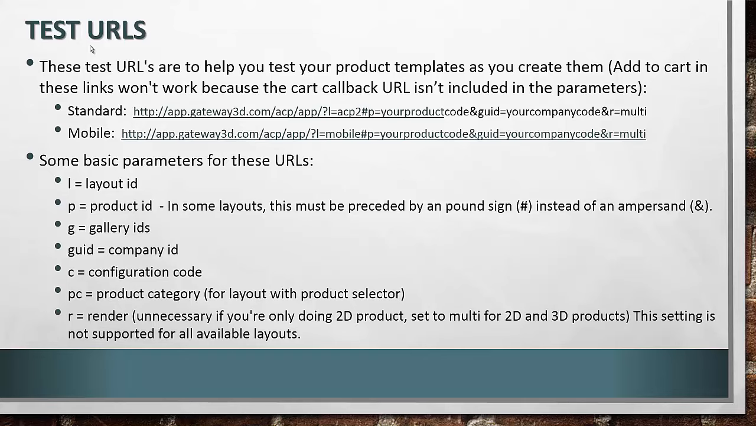And R is for render. This is unnecessary if you're only doing 2D products, but if you're trying to do both 2D and 3D products, you could set this to multi. If you're only doing 3D, it would be R equal 3D, but mostly people either do 2D products or 2D and 3D products together. This setting is not supported for all available layouts. It is for these two test layouts that I've given you.